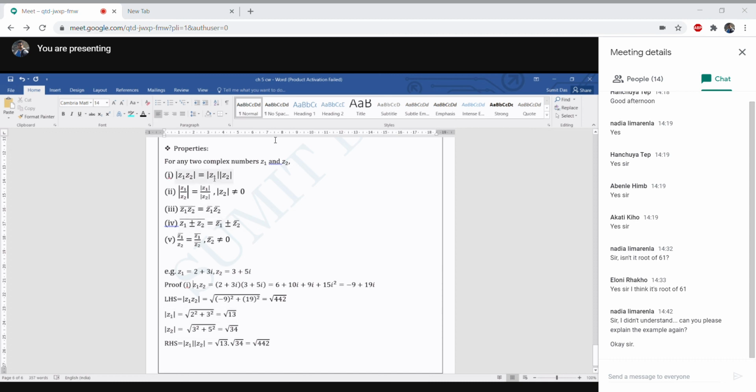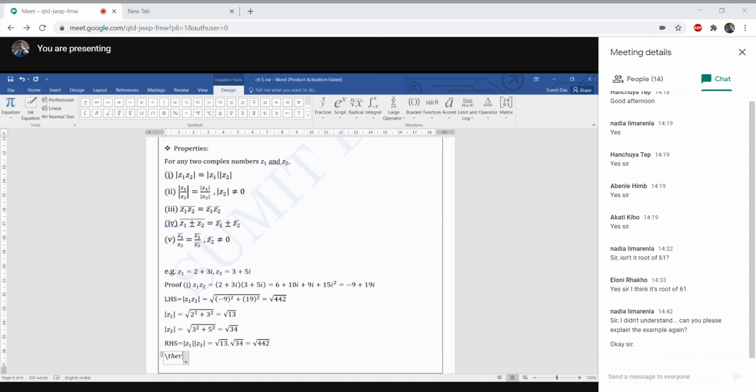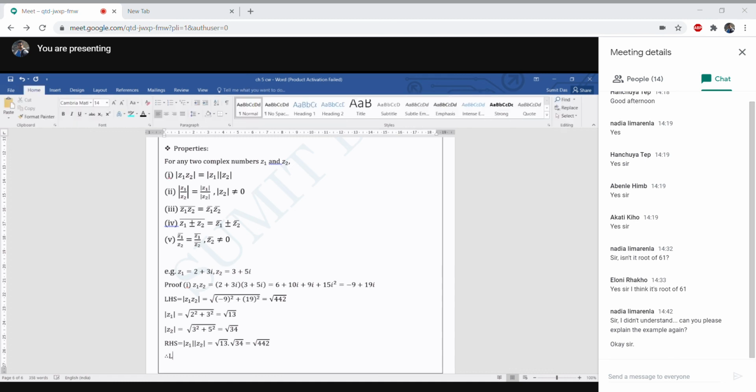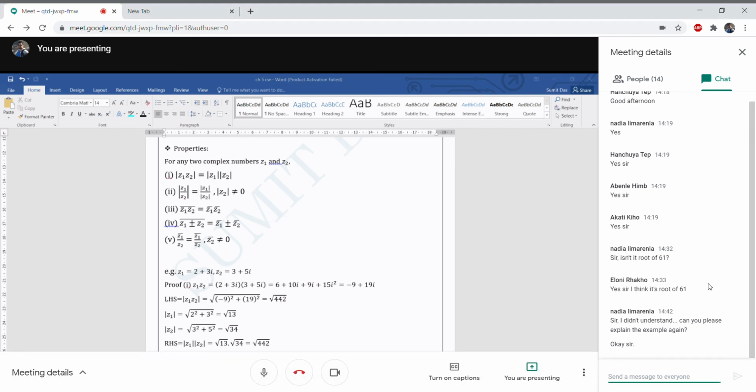So modulus of z1 into modulus of z2, we multiply on the right hand side. If you multiply, we are getting the right hand side as root over 442. So look, left hand side and right hand side are equal. That's what our proof is. Therefore, LHS equals RHS. Is it clear now? Now the explanation is clear.